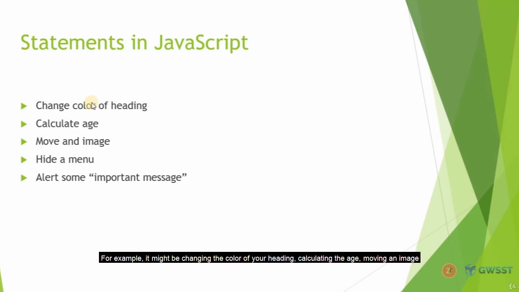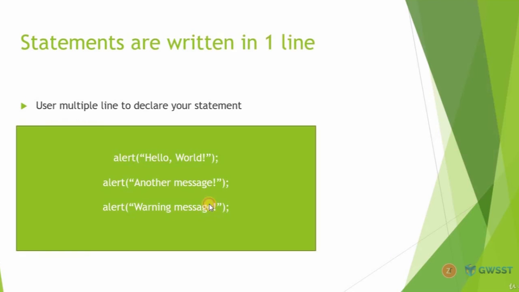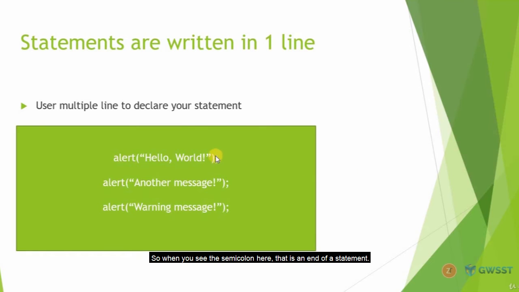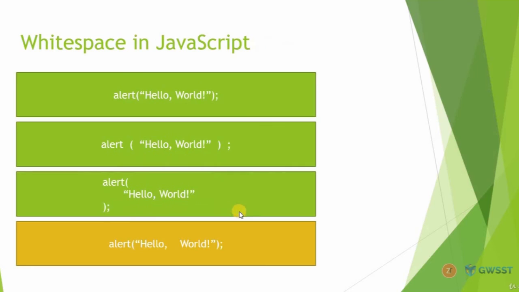Statements in JavaScript are a specific job which you want to do in your document. For example, it might be changing the color of your heading, calculating the age, moving an image, or animating an image, or hiding a menu, or giving some alert as an important message. Statements are written in a single line. When you see the semicolon here, that is the end of a statement. For example, here I have 3 statements. So you can use multiple lines to create your statements. The first one which you can see here is a single statement, and below that we have another statement, and then we have another statement.